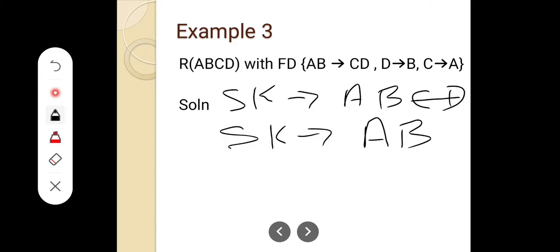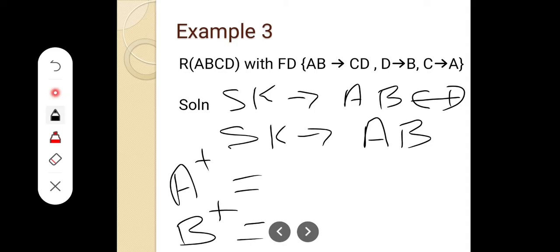Now we have to find out whether the super key AB can be a candidate key. That is our next task. Clear? So we will take the closure of the subsets. What are the subsets of AB? The subsets of AB are A and B. So we will take A closure and B closure. We will find it out.